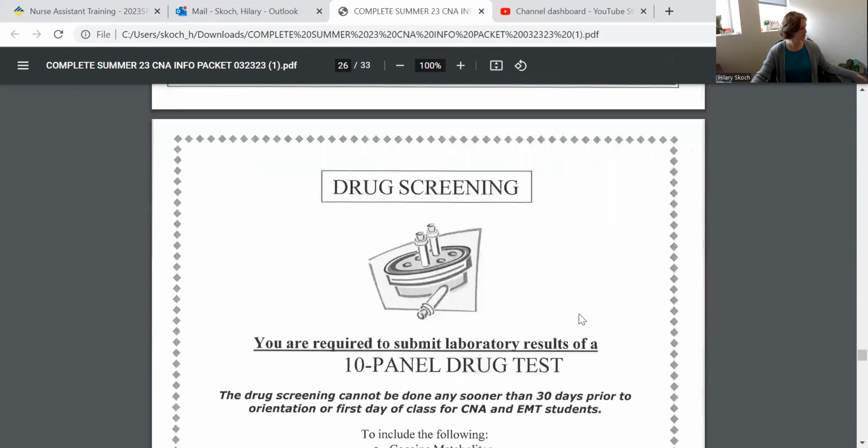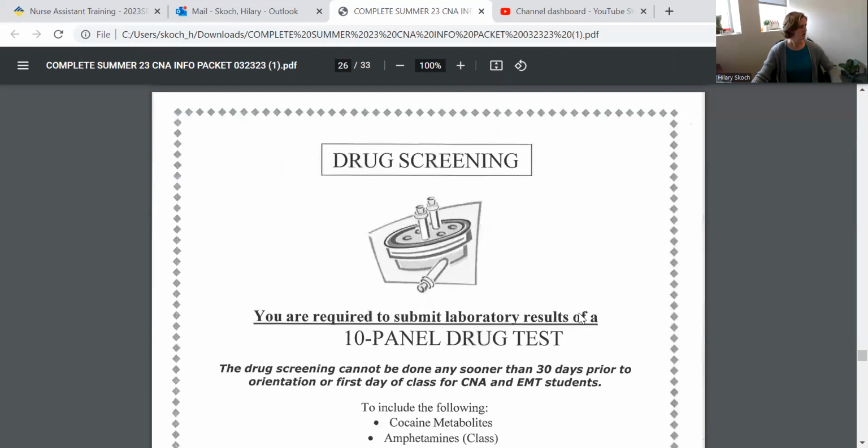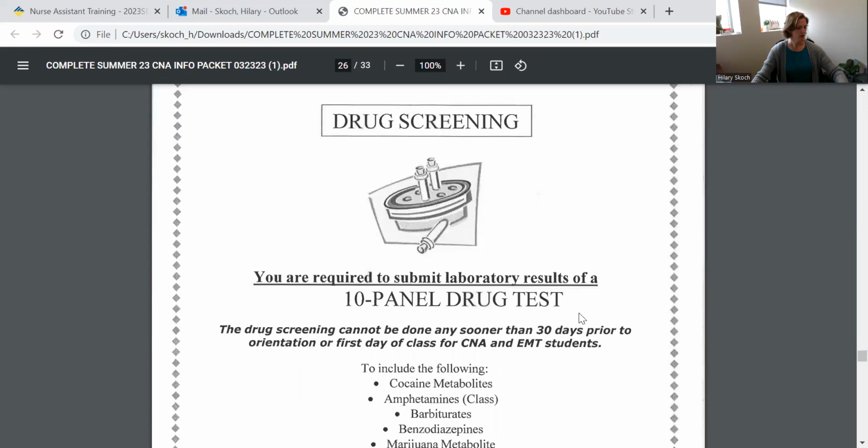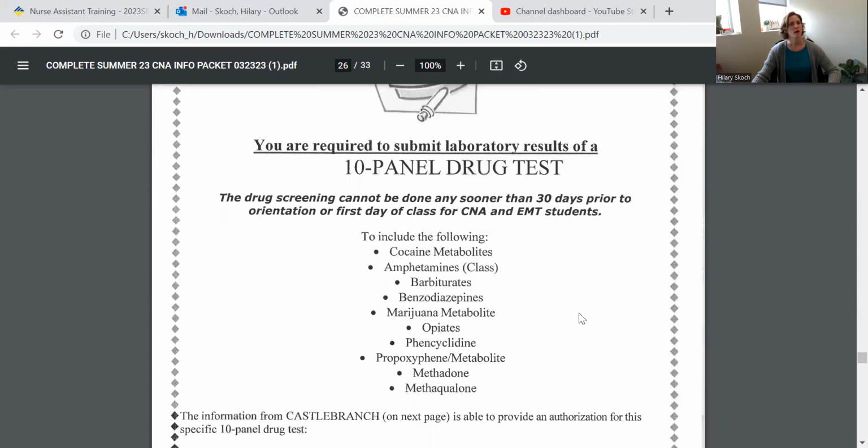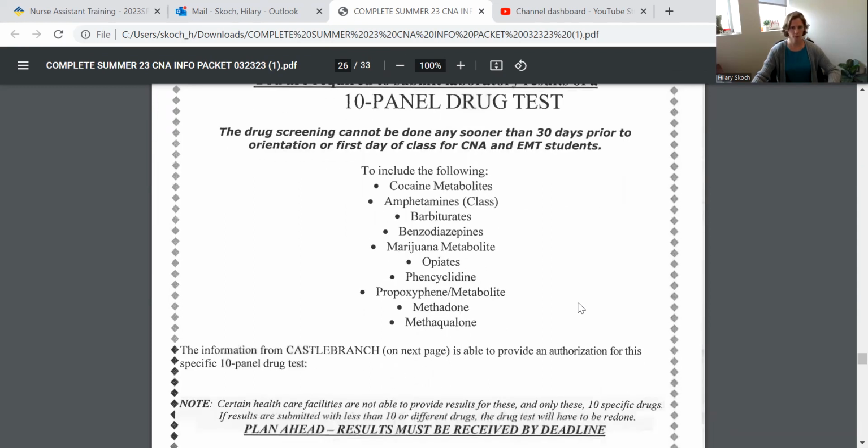Okay, let's get into drug screening. So this is page 26. For your drug screening, you can elect to use your healthcare provider, or you can elect to use the site that we recommend, which is Castle Branch. If you do choose to use your healthcare provider, these 10 drugs must be tested in your urine. It cannot be just 4 of these. It has to be all 10 on the panel.